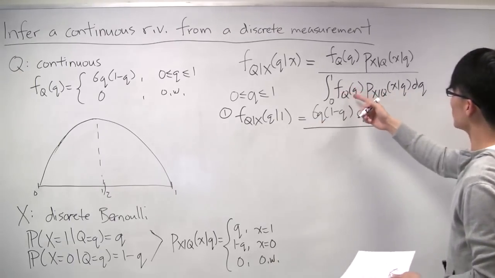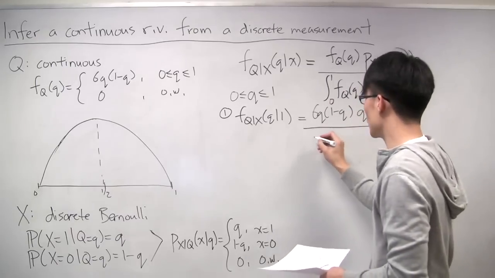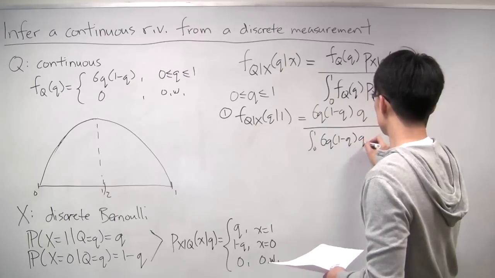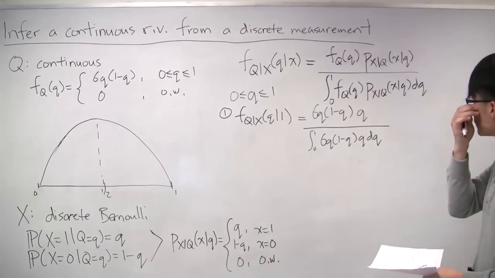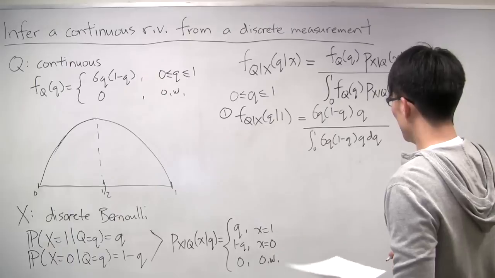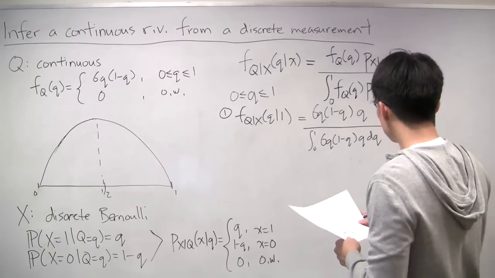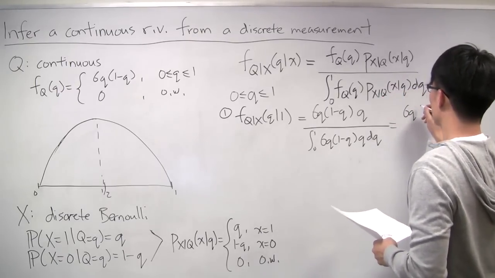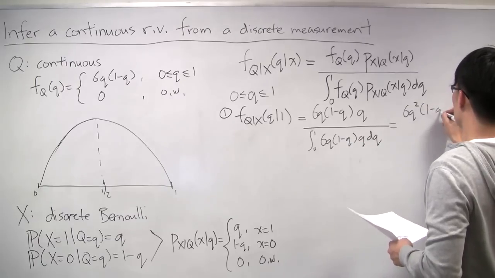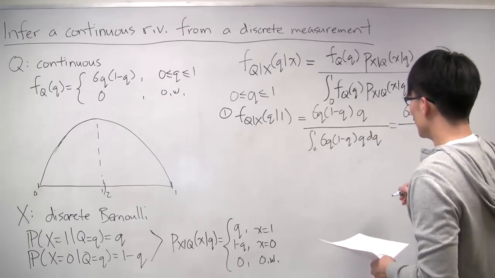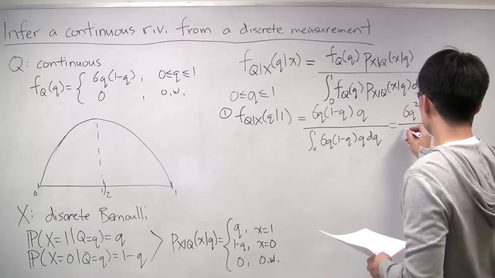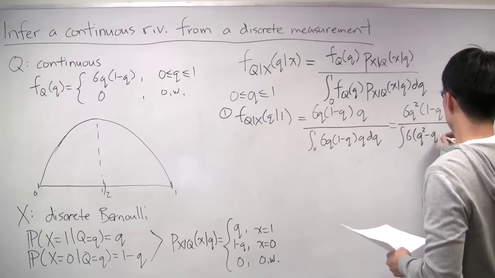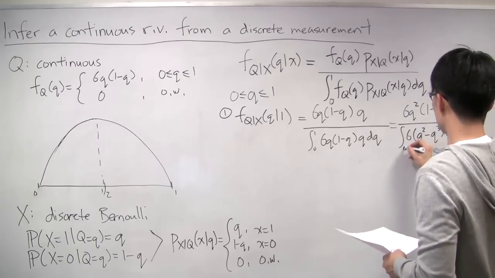And the denominator is really the same as the numerator, except you integrate it. So it's the integral from 0 to 1 of 6q times 1 minus q times q dq. And now we can simplify this. On the numerator we have 6q squared times 1 minus q. And then the bottom we have the integral of 6q squared minus q cubed dq from 0 to 1.